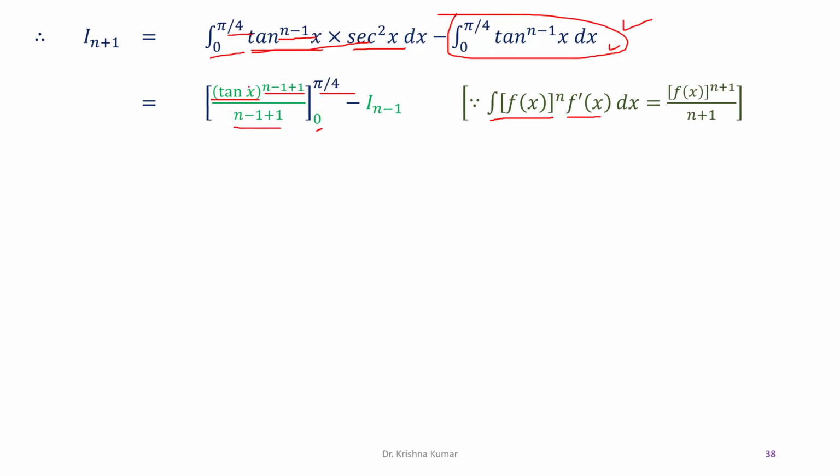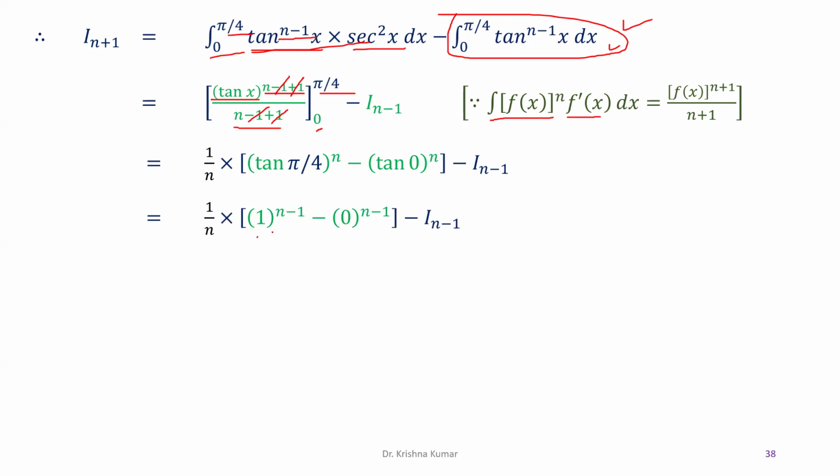If we substitute the limit, we get 1 upon n, because the plus 1 and minus 1 will cancel. This will also cancel. tan pi by 4 to the power n minus tan 0 to the power n. We can write 1 upon n, 1 to the power n minus 0 to the power n, minus I_(n-1). And this is nothing but 1, since 1 minus 0 is 1. So we can write 1 upon n minus 1 upon I_(n-1).